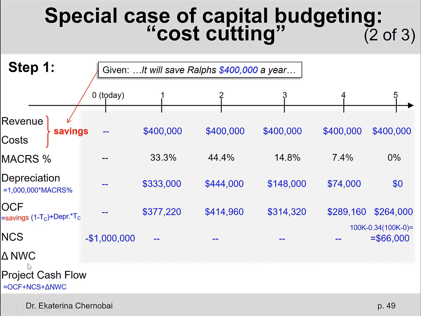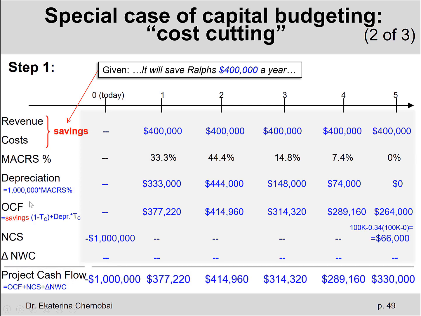Next, change in net working capital. In this problem, we have no impact on the net working capital, which makes everything easier. It's just a blank row, right? $0 throughout. Then for each year, you add up the operating cash flow, the net capital spending, and we have nothing going on for the change in net working capital.